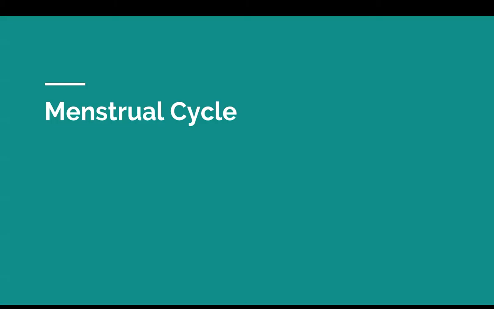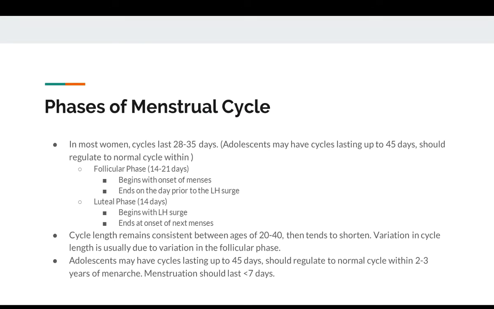Okay, so the next thing we're going to look at is the menstrual cycle. It is incredibly important that you understand how the menstrual cycle works. I understand that it can be a little bit confusing, but understanding this will give you a huge leg up on identifying both normal and abnormal gynecologic conditions. In most women, cycles will last between 28 and 35 days. And adolescents can have a normal cycle that lasts up to 45 days. Eventually, that should shorten down to the 28 to 35 day cycle.